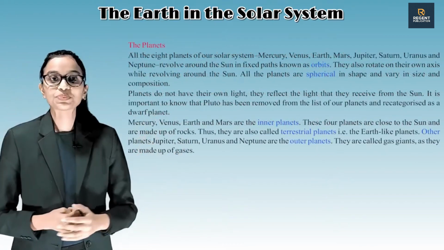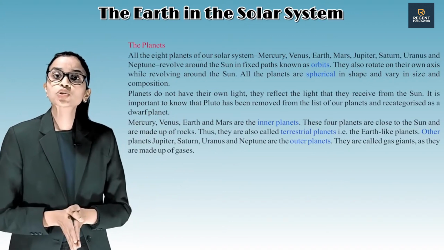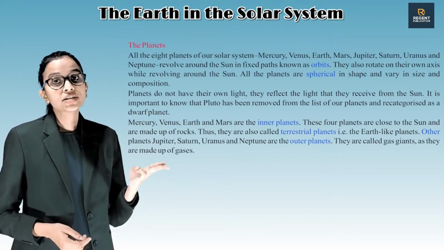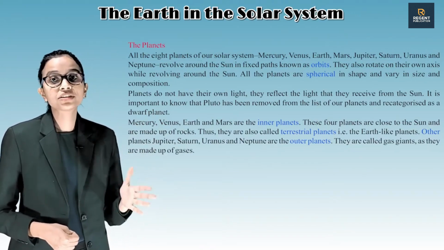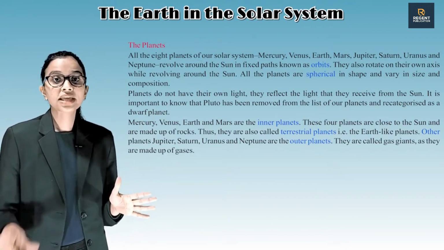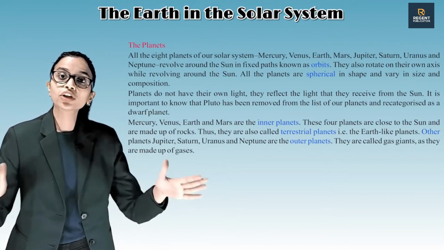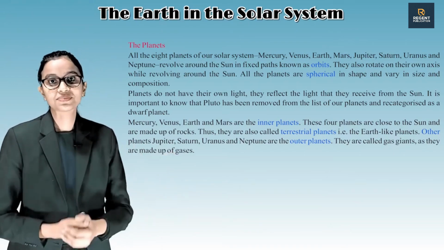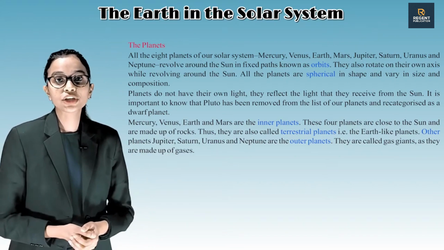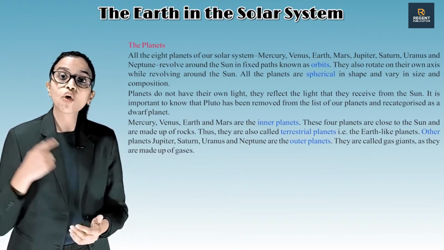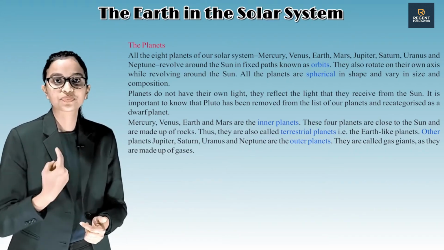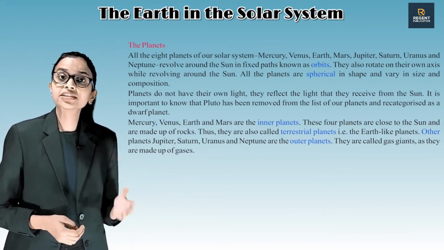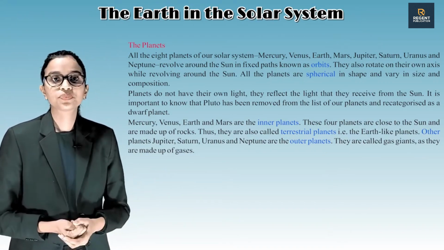The planets. All the 8 planets of our solar system, Mercury, Venus, Earth, Mars, Jupiter, Saturn, Uranus and Neptune, revolve around the sun in a fixed path known as orbit. They also rotate on their own axis while revolving around the sun. All the planets are spherical in shape and vary in size and composition.